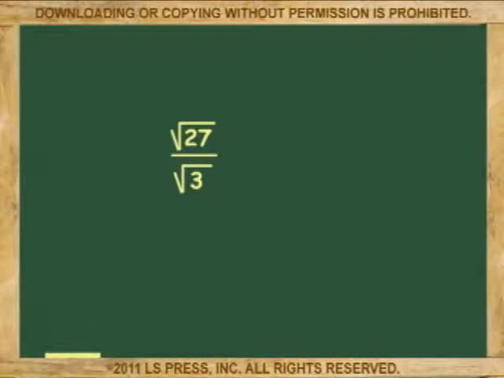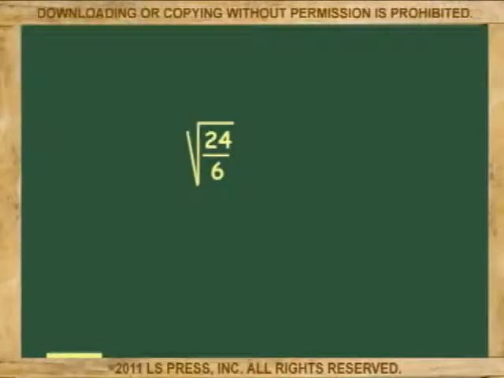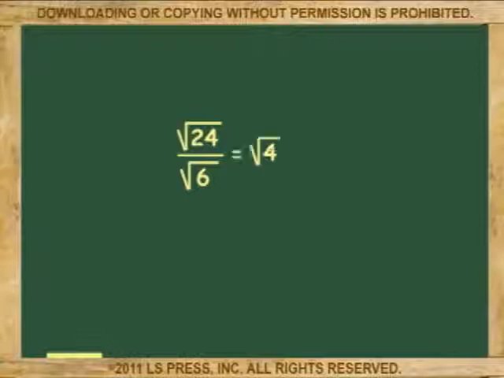Let's divide radicals now. But before we start, remember that just like in regular division, with radicals an answer is not complete until simplification is done. Radicals of the same root may be divided under the same radical, or separated under different radicals, just like in multiplication. For example, radical 24 over radical 6 is radical 24 over 6, which is radical 4, and the square root of 4 is 2.